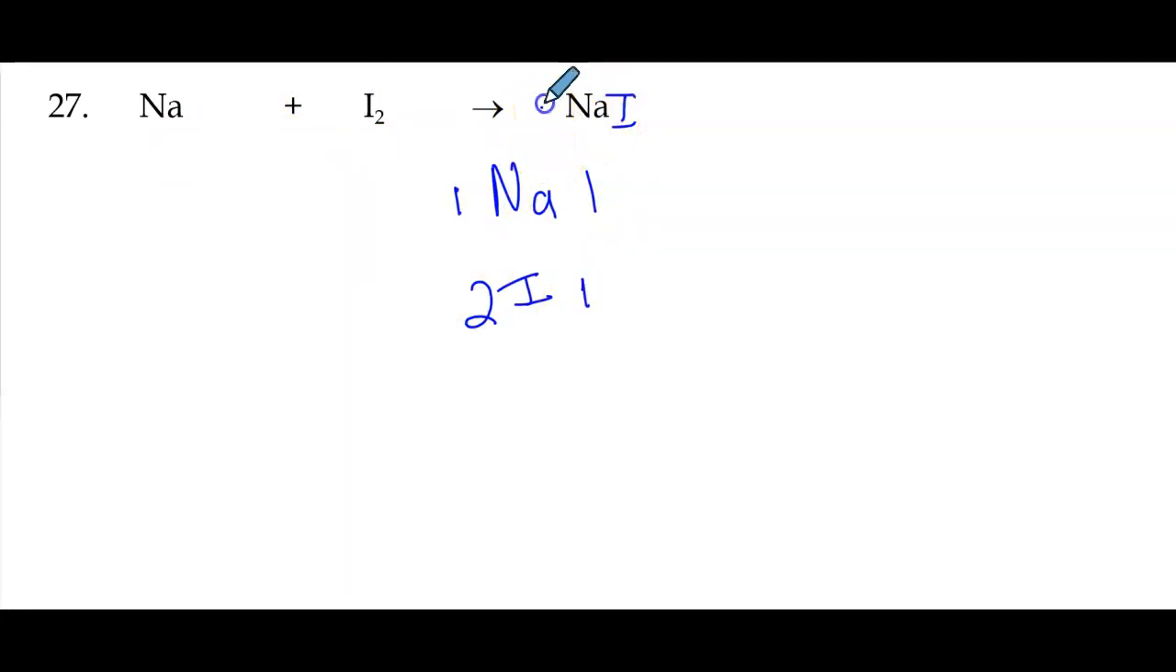To balance this, I got to put a 2 here, which makes this side go to 2 and this side go to 2. And then I have to put a 2 here to make my Na go to 2. This is a lot like examples for balancing equation part 1.